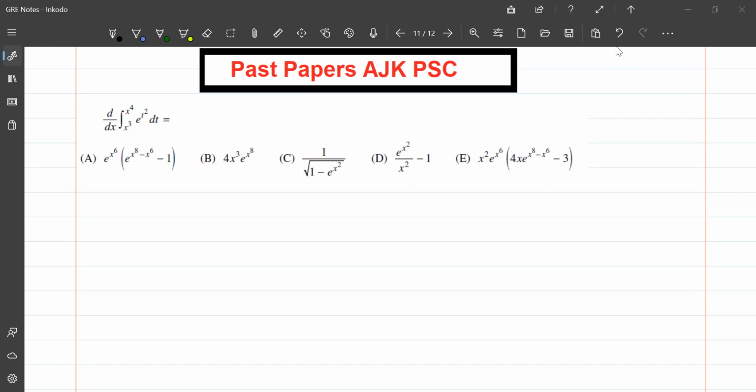Students, first of all, today we will solve a question related to the AJK PSC exam. This question will appear in the GAT subject or in the GRE subject examination. So before solving this question, I will write a formula for you. It is also known as Leibniz rule, and the fundamental theorem of calculus is a special case of Leibniz rule.